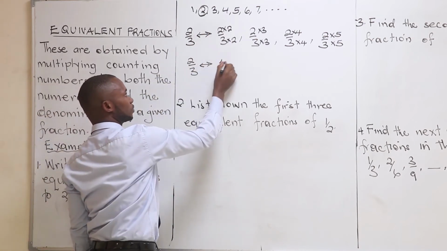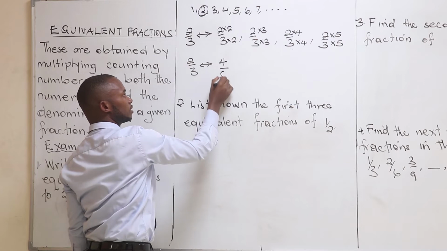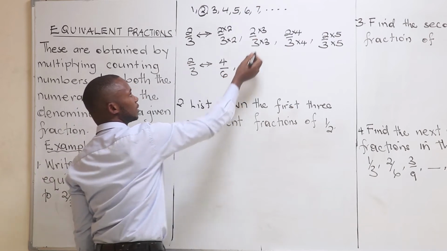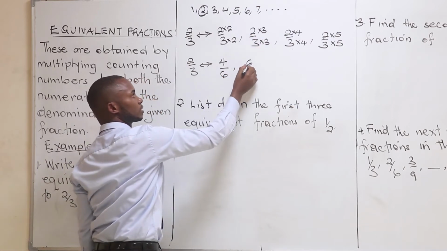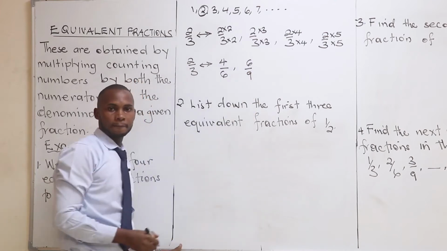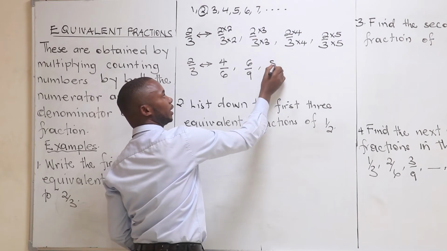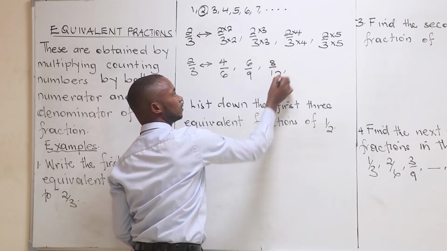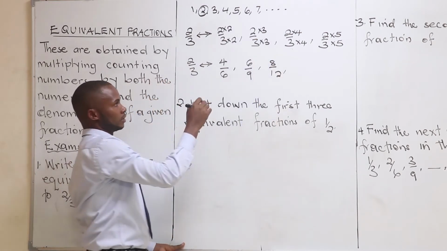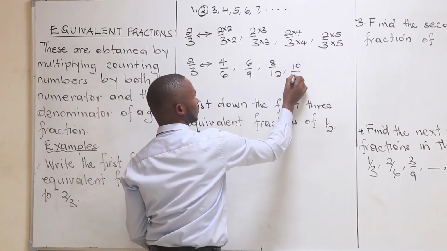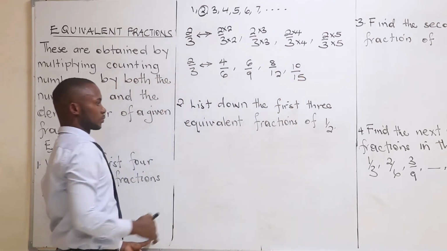So 2 times 2, that is 4 out of 6. Next, this is 2 times 3, 6 out of 9. I think we are following up. Then the next one is 8 out of 12. Then the next one is 10 out of 15. Go to this one here.